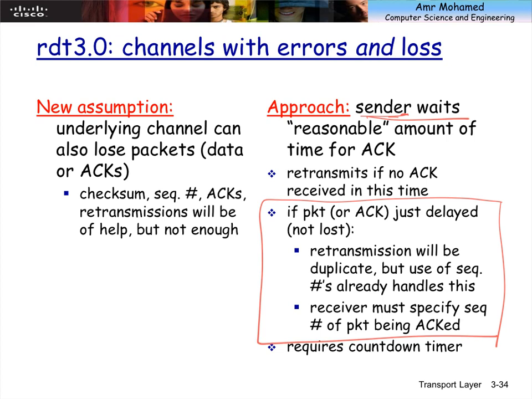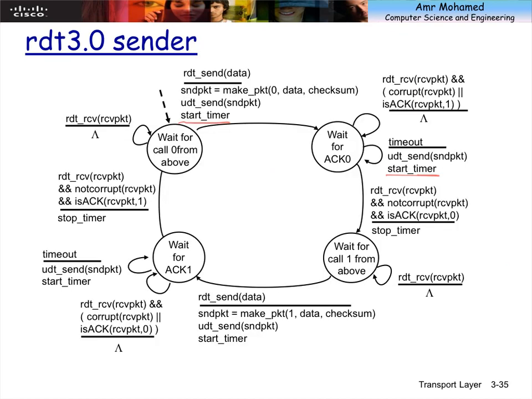So the receiver must specify the sequence number in the packet being acknowledged. We have done this before, so this case will be taken care of. All we need now is to start a timer. This timer is a countdown timer: it starts from a specific time and counts down. Once it reaches 0, the timer has elapsed and we need to retransmit. So let's see how this looks.